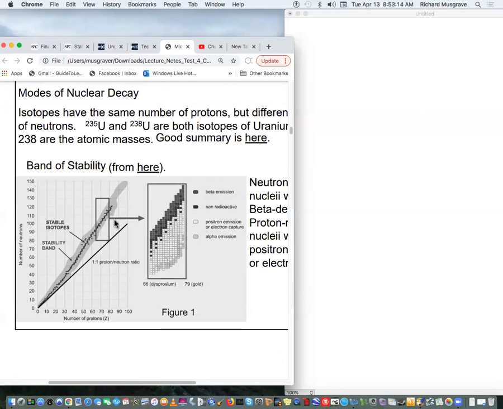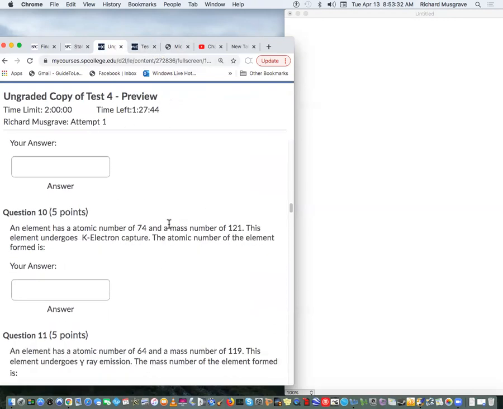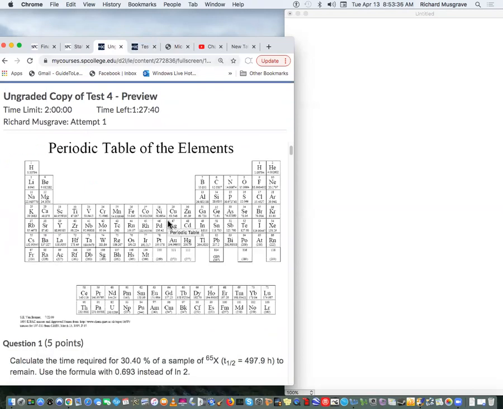So what we can do is we can look at our example here, and we're going to be able to tell, funnily enough, whether this is actually going to be proton or neutron rich. So let's have a look. So I said the atomic number is 41 and the mass number is 112. So let's take a look at the periodic table. We can figure out what that element is based on the information I've given. 41, that's NB.